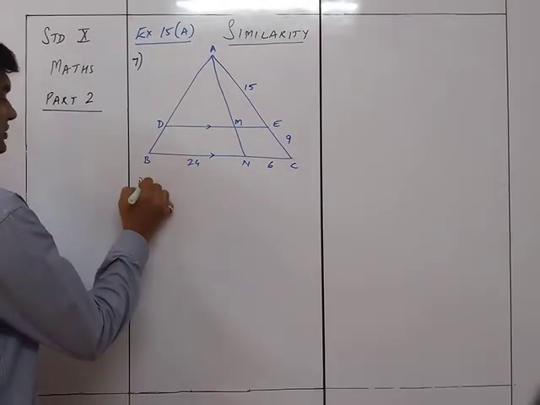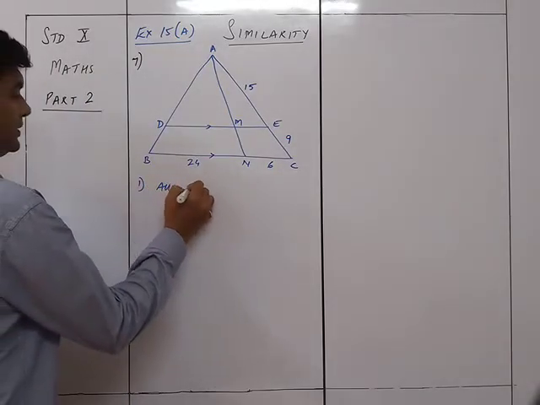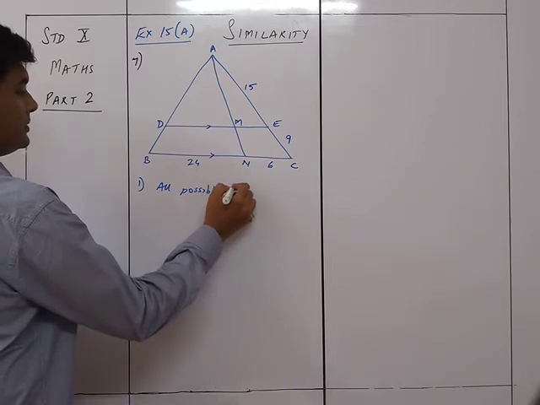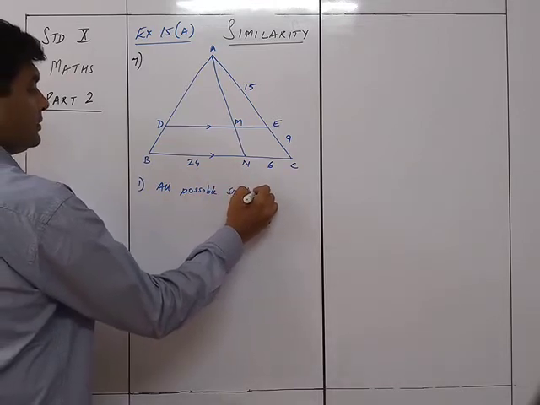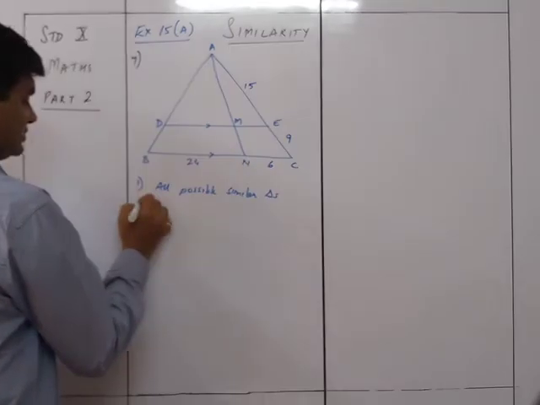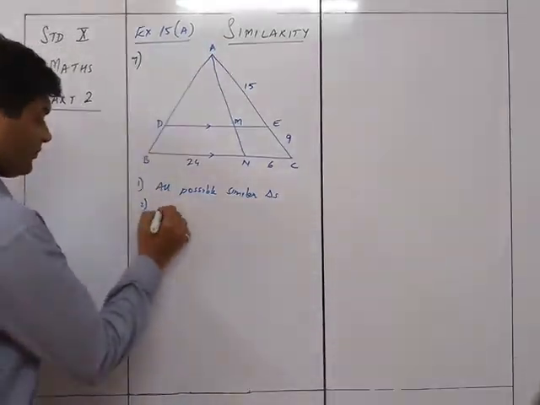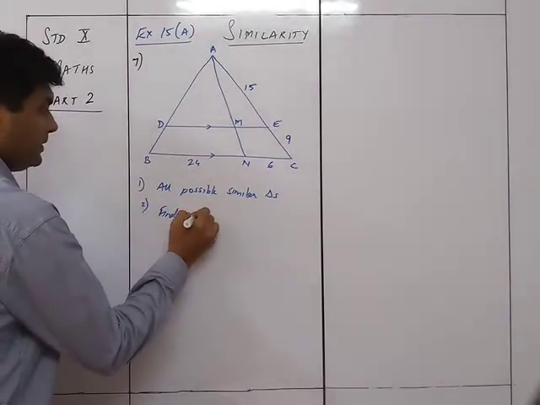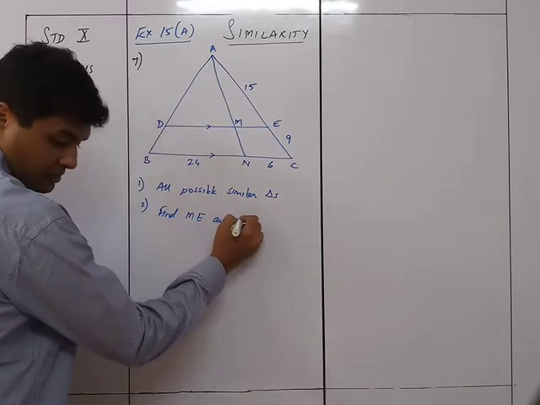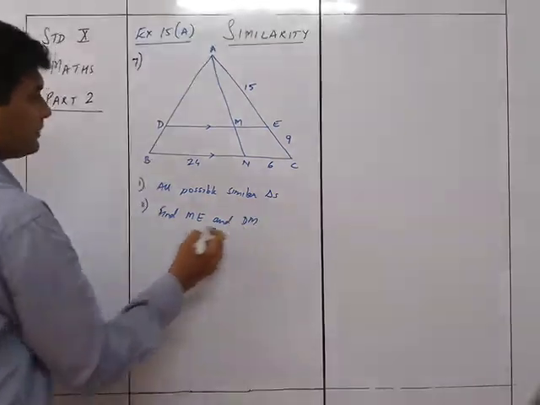So first is all possible similar triangles. Second one is find ME and DM.